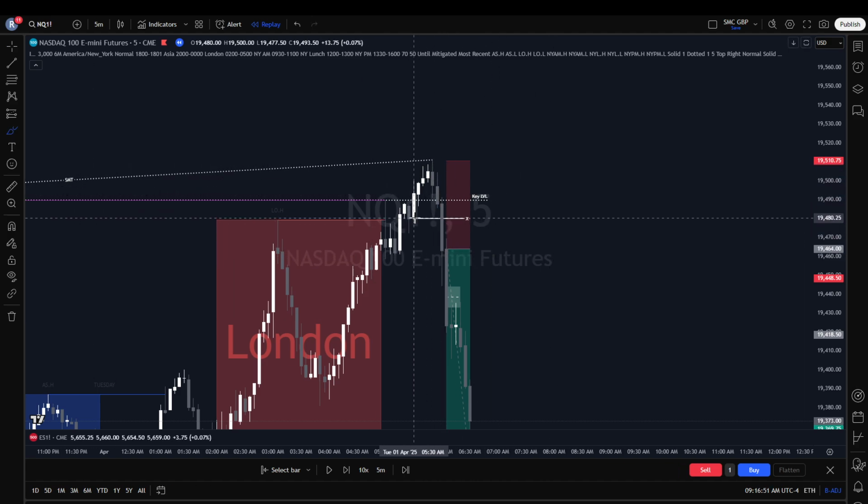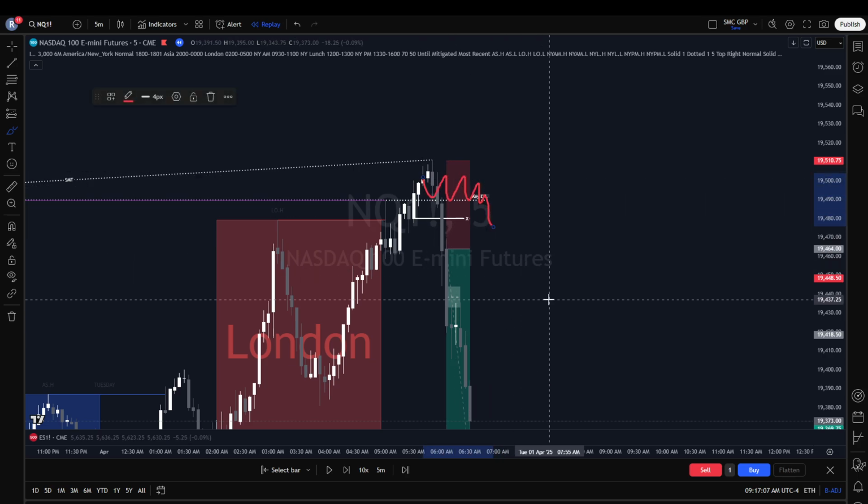If this took 30 minutes to close above this high, is that displacement? No. That doesn't show any shift in structure. Remember, your change in state or your market structure shift is a shift. Okay? If it takes 30 minutes and you chop, chop, chop, that's not a shift. That doesn't show any shift in buying or selling pressure.